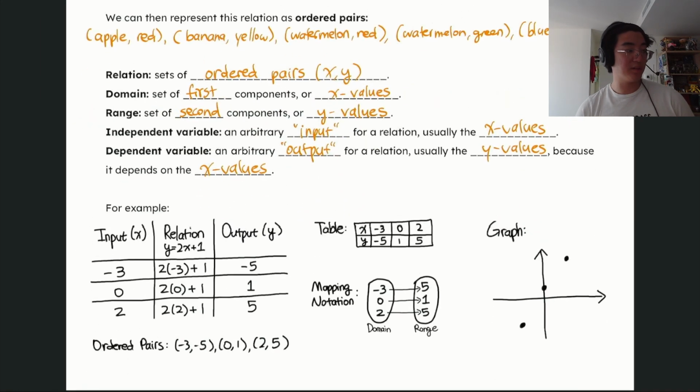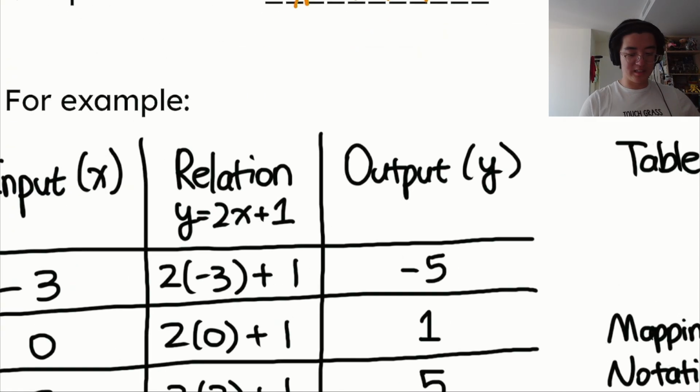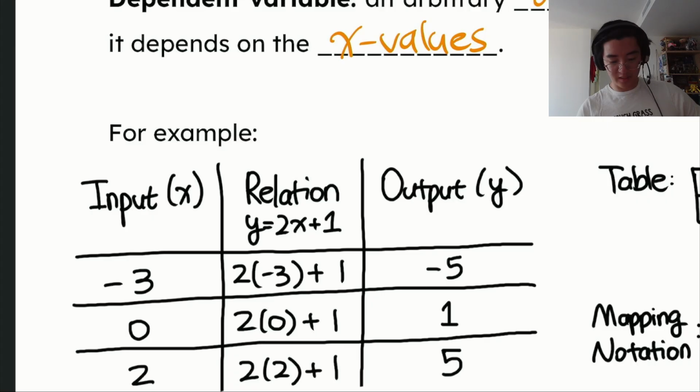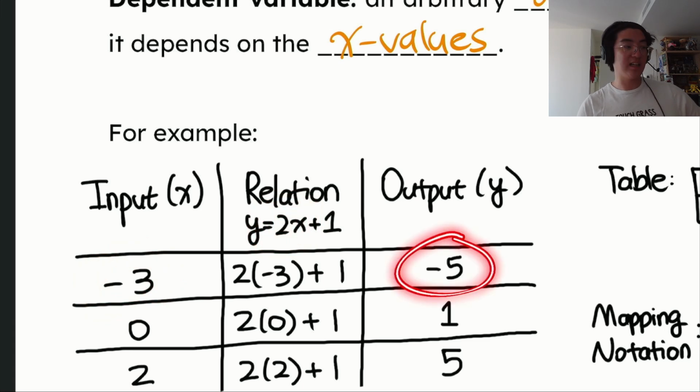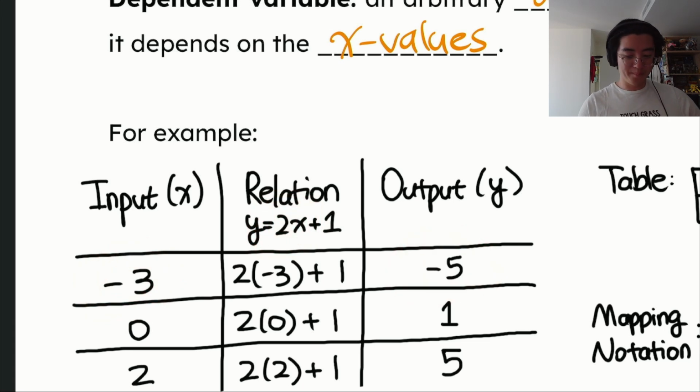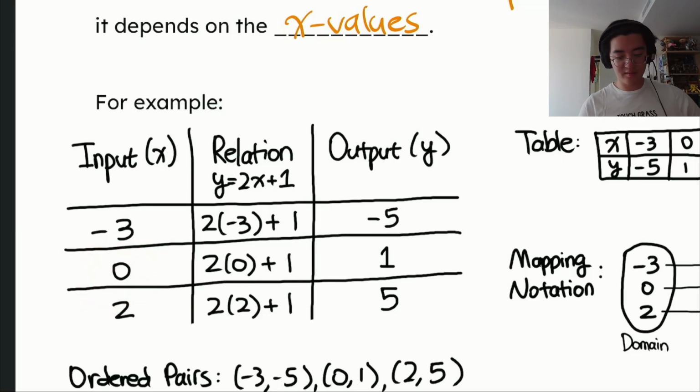Alright, so here's a few examples of more relations. We got this relation here, 2x plus 1. Now we're putting in our input, let's say any number can do, say negative 3. When we plug it in, we do 2 times the negative 3 plus 1 to get negative 5. That's our output. So input, relation, output. It works for any number for the input. If the input is 0, 2 times 0 plus 1 gets us the output of 1. Input of 2, 2 times 2 plus 1 gets output of 5.